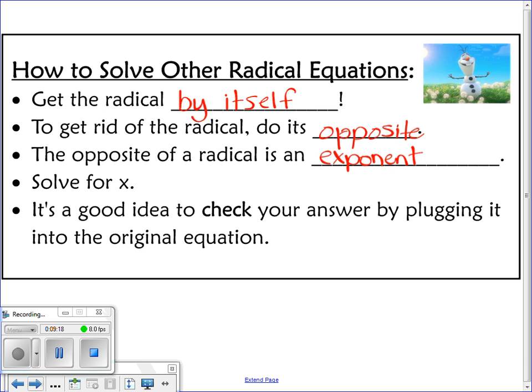So what's the opposite of a cubed root? What was the opposite of square root? You squared. So what's the opposite of square root? What's the opposite of a cubed root? To cube it. The opposite of a fourth root is to... Oh, that sounds funny.